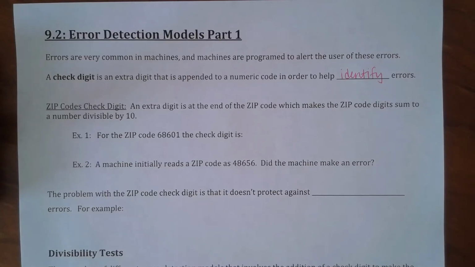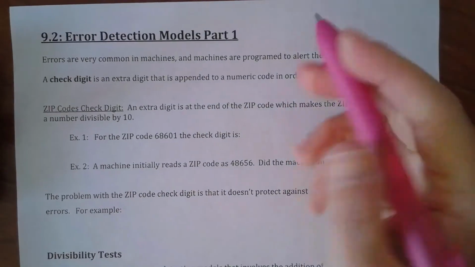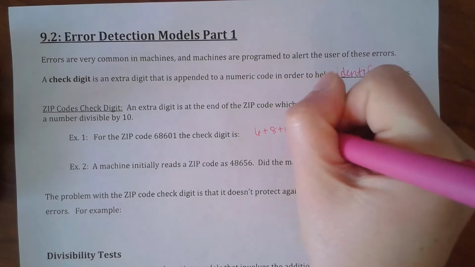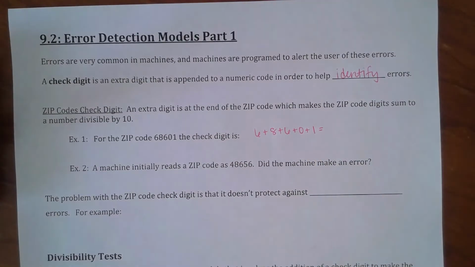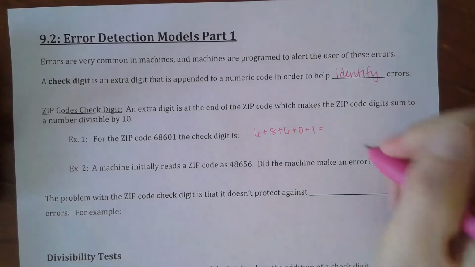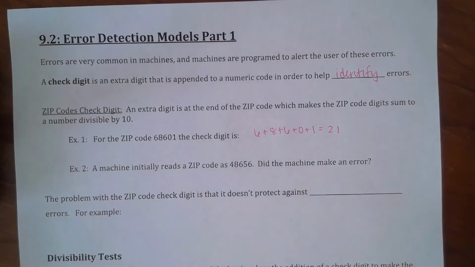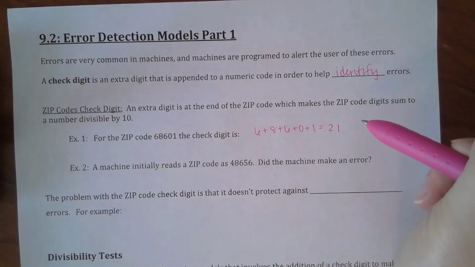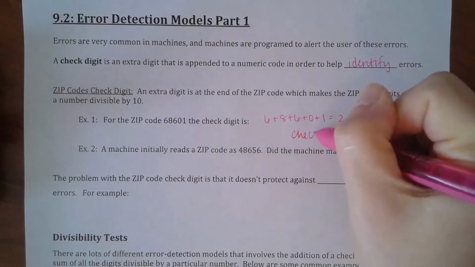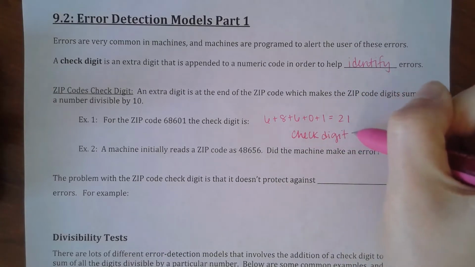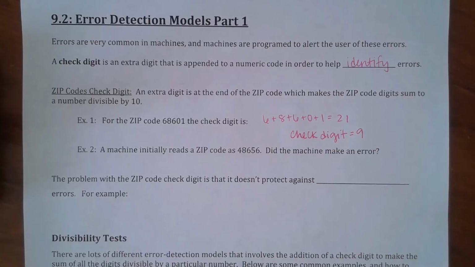As I said, the zip code check digit was an extra digit at the end, and it made all of the numbers, including the check digit, divisible by 10. So, for example, if I was coming up with a check digit for this zip code, the first thing I would have to do is add them all together, which gives me 21. Obviously 21 is not divisible by 10, but I have these 5 plus an extra, the check digit, to make it divisible by 10. So the check digit for this particular one would be 9. 21 plus 9 is 30, and that's divisible by 10.